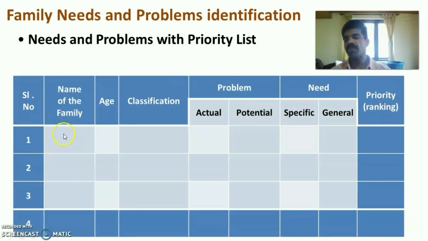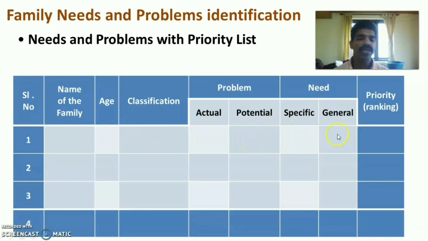For the name of the family members, we can start from the head of the family. Then we write the age. Then classification, that is, head of the family. Classification is the relationship of the head of the family to other family members, so you can write wife, son, etc. Then problem: actual problems are the problems that a community health nurse observed during the visit. Potential problem is the problem which may occur in the future in relation to the age of the particular family member or according to his disease condition.